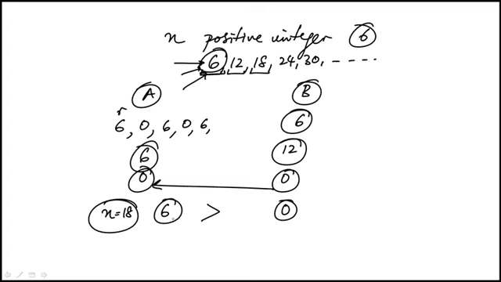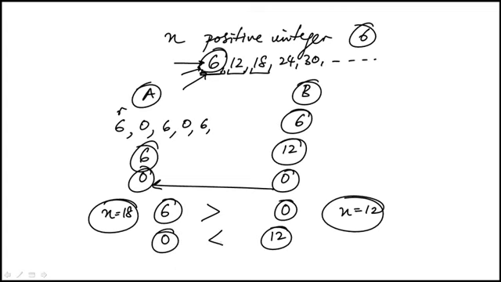So quantity A is bigger. But if I choose 12 for n, then the remainder here is 12, and then 12 divided by 12, the remainder is 0. So now the relationship flips. So I don't have enough information, and the correct answer is D.